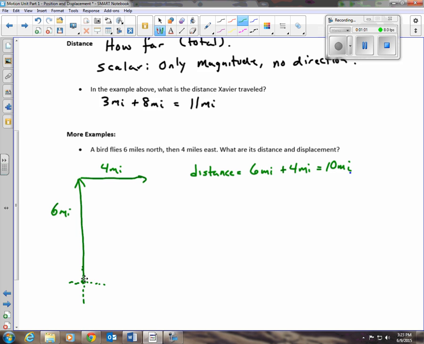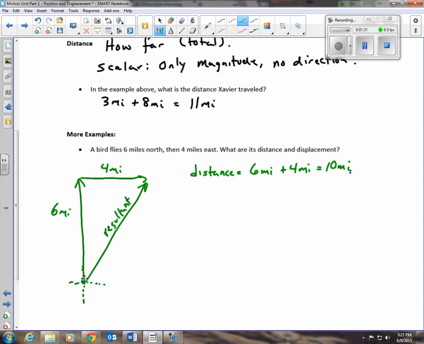Displacement is where he is relative to his initial position. So here's his initial position. I'm going to draw in an arrow, a vector representing that displacement. It has to start at the origin and end where he ends up. Because he's northeast of where he started, the arrow has to point northeast. And I'm going to label that the resultant displacement.